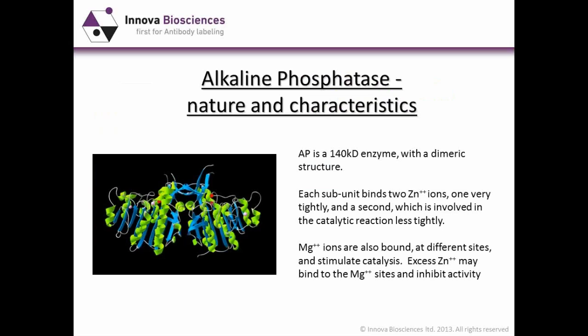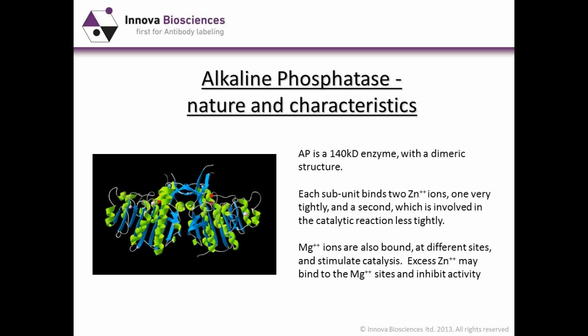I'd like just to start, as Claudina outlined, by thinking about the nature and characteristics of alkaline phosphatase a little bit. You'll see from the diagram on the left-hand side of this screen that AP is a dimeric enzyme. It's actually 140 kilodaltons in size, certainly in the most commonly used form.